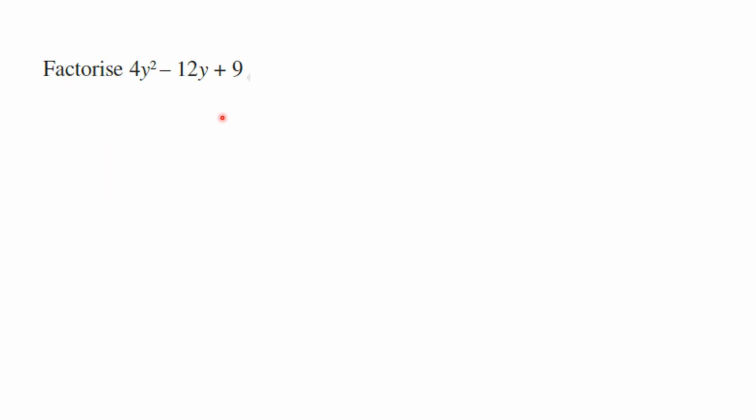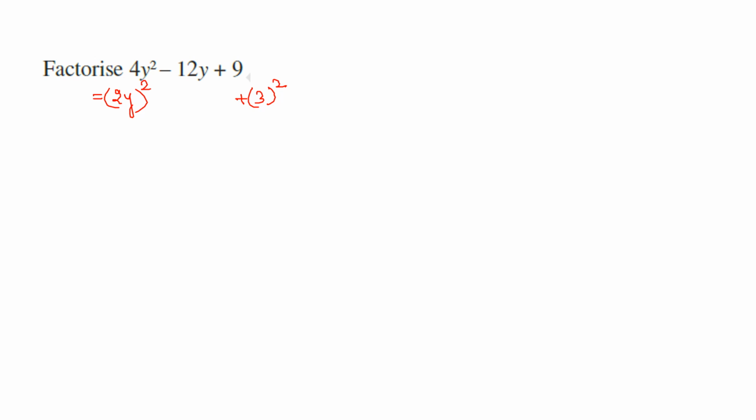Now let's factorize this question. So here you can see 4y² − 12y + 9. So 4y² I can write as (2y) whole square. 9 I can write as 3². So let's write it. 4y² I can write as (2y) whole square, and 9 I can write as 3².